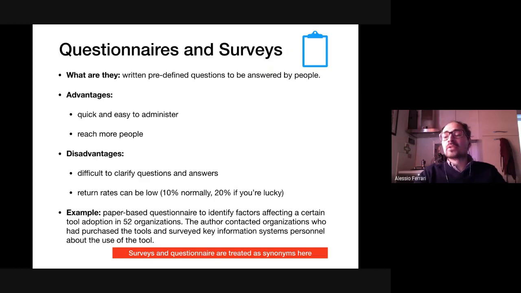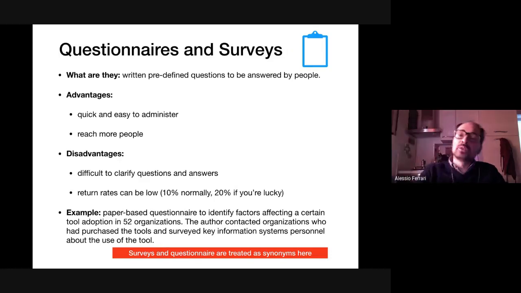Okay, if you send 1,000 questionnaires, you may receive 100 responses, or 200 if you are very, very lucky. These are estimates for the software engineering field. In other fields, it's even lower, like around 5%. Of course, also for giving a questionnaire, you need to have clear already what you want to ask.